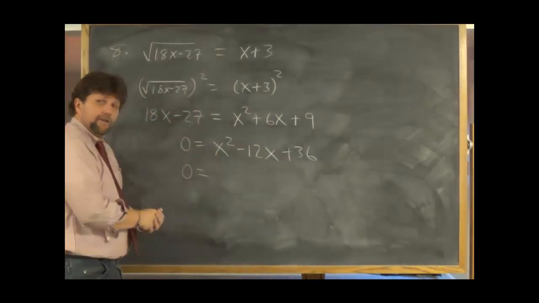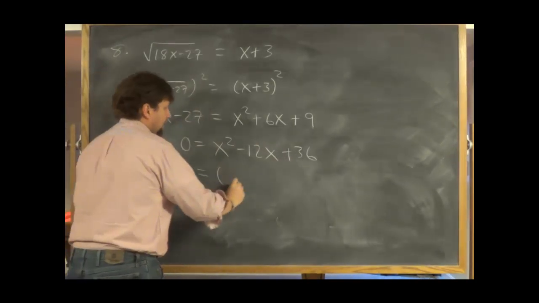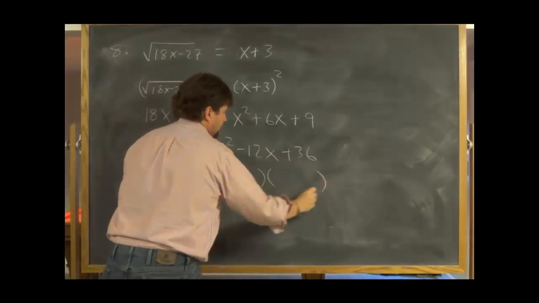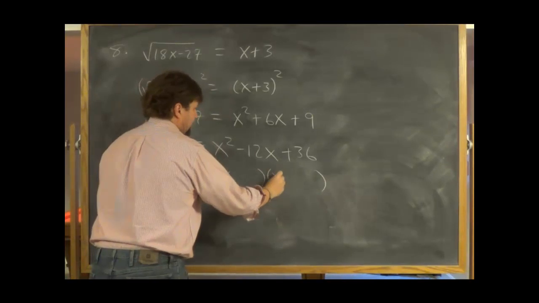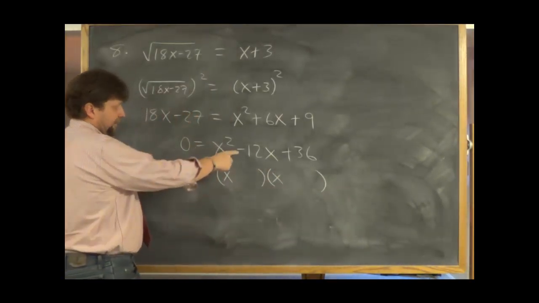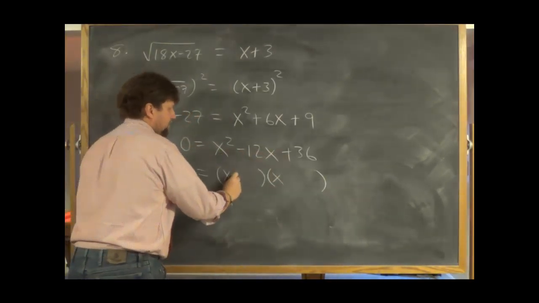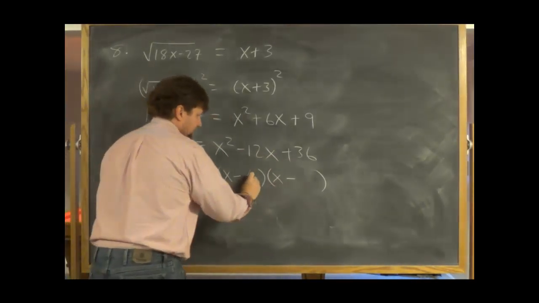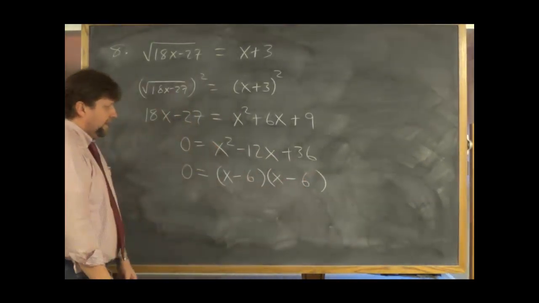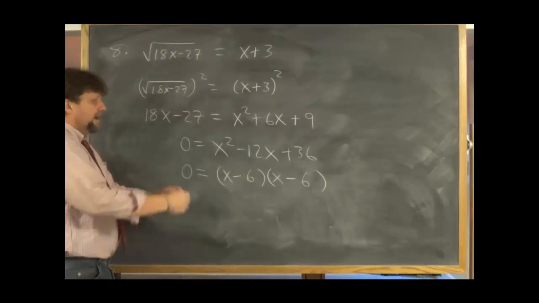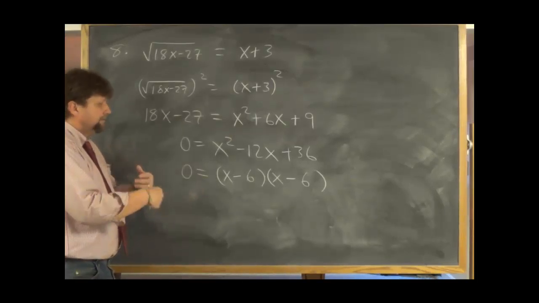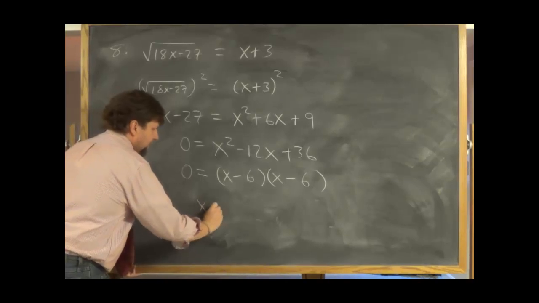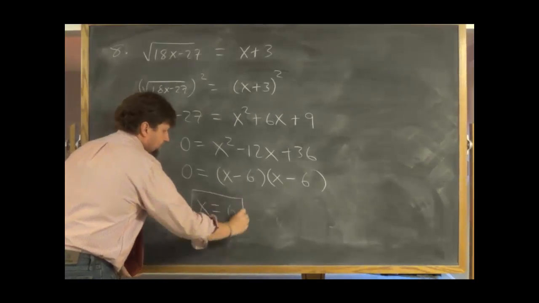And I'm going to try to factor the right side of the equation. So when I try to factor, I have an x here, an x here, and minus plus means both of these signs are subtraction. I think it's just this: minus 6, minus 6. Set each factor equal to 0 and solve, and I get only one solution, x is 6.